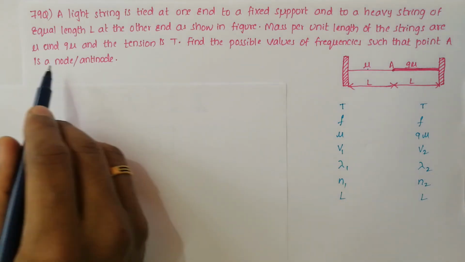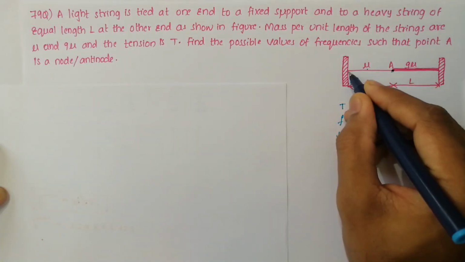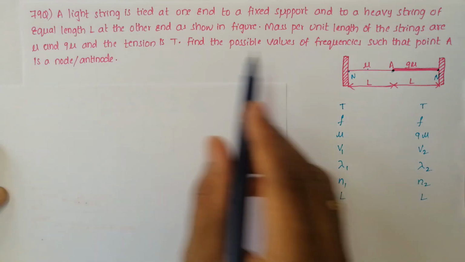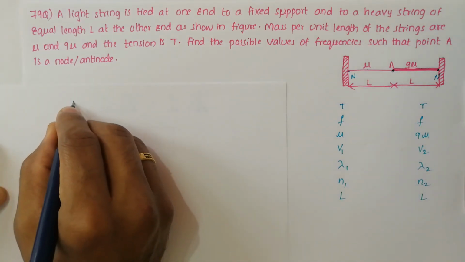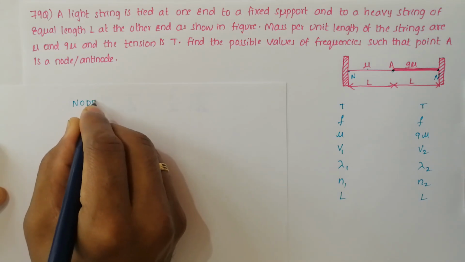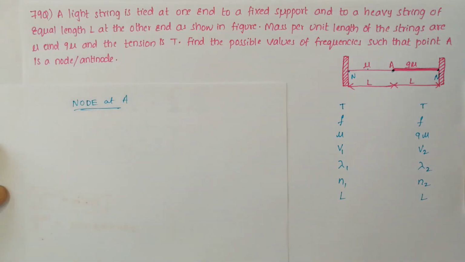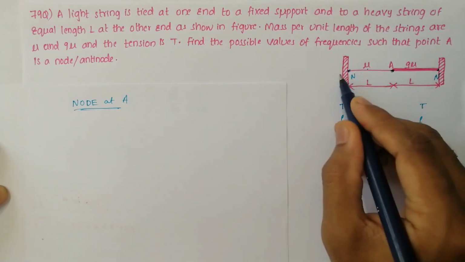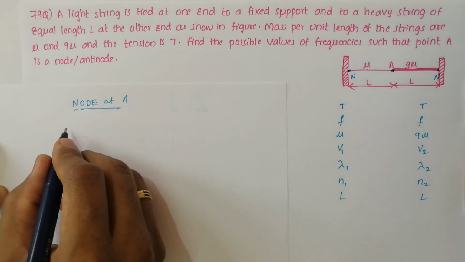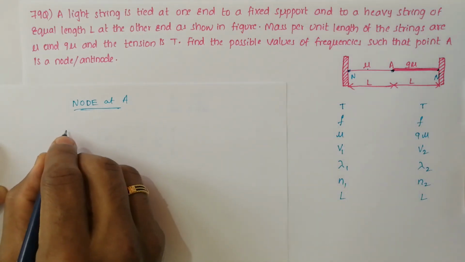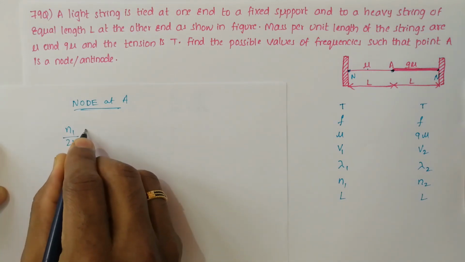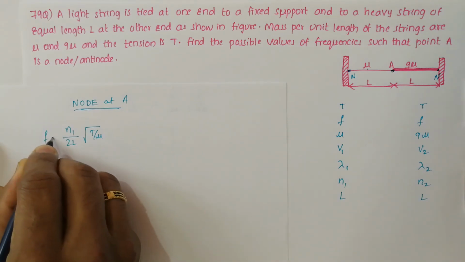Now first let us take the first condition, that is a node at this point. Here definitely it should form a node, here also it should form a node. Now in the first condition let us take this point A as a node. So for a node at A, let us write the expression for frequencies. So frequency of this part: if it is a node, this string will behave like a string fixed at both ends. Then let us say this is in the N1 harmonic, so it will be N1 by 2L into under root T by mu. This is the frequency.